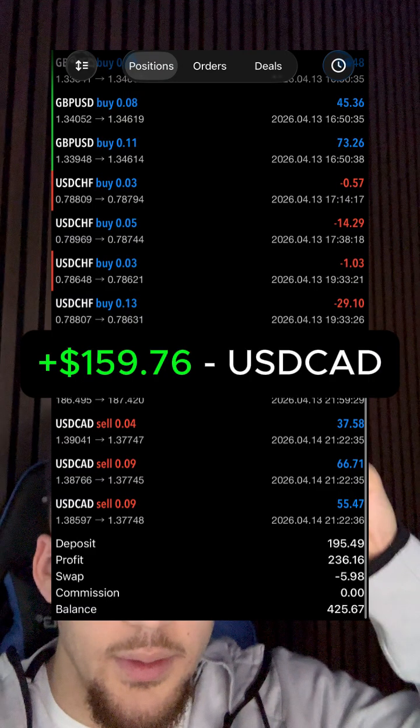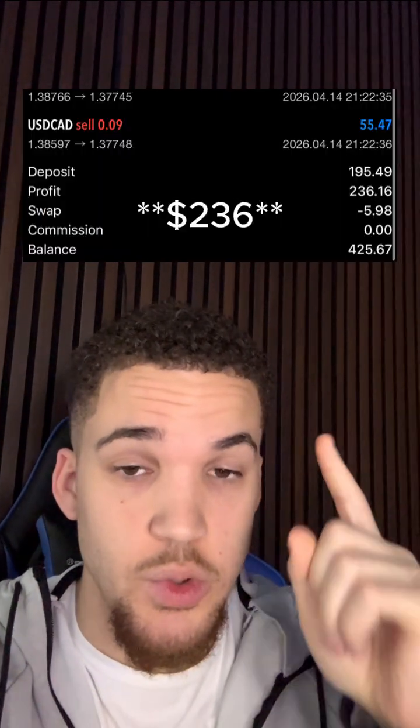And it's not really about the money, but about the aspect that I should have just let my winners run. So after I closed USD CAD, this is what the account was looking like. You can see we're up about $222, which is really good because we started with $195. So at this point, we have doubled the account. We're at like 430 bucks, which is great.